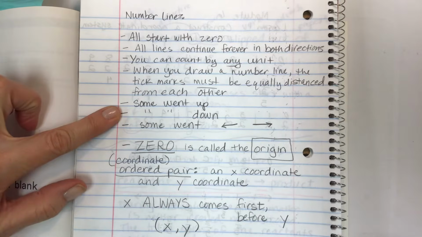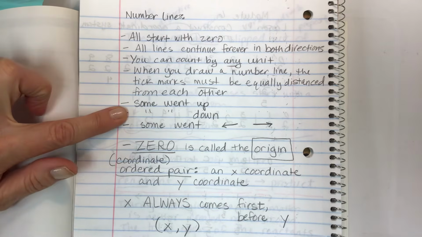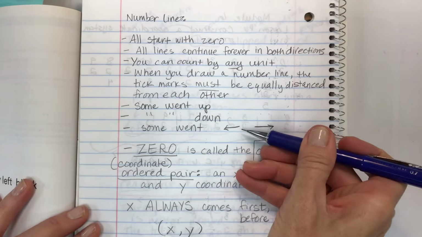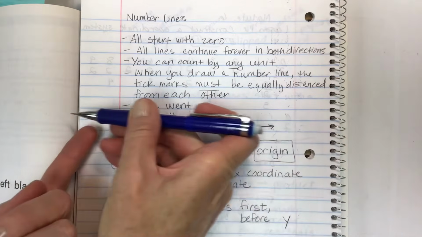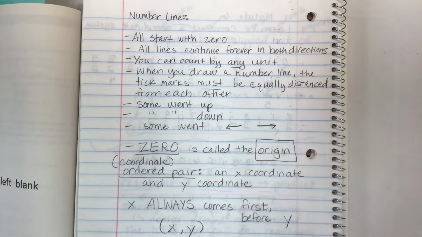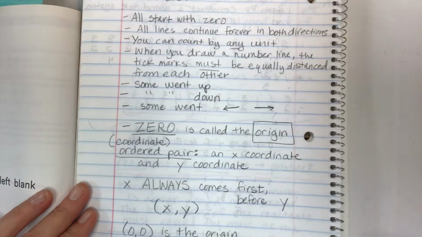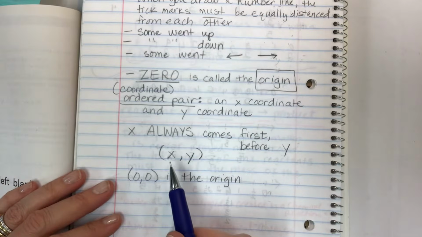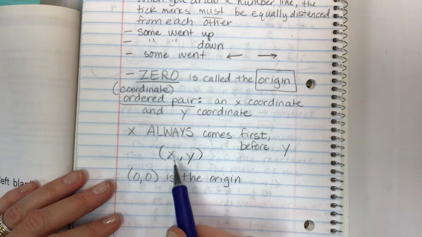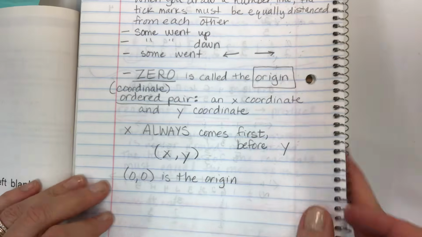Some of our number lines are going to go up. Some lines will go down. Some will count off in positive directions this way. Some will be positive in this way. Zero is called the origin. And in our ordered pairs, X will always come before Y. It goes X, Y. (0, 0) is the origin.